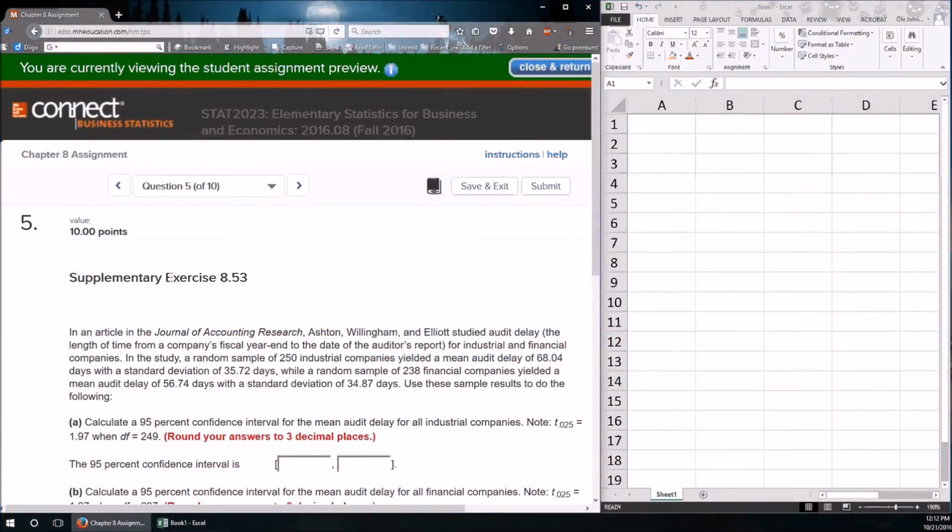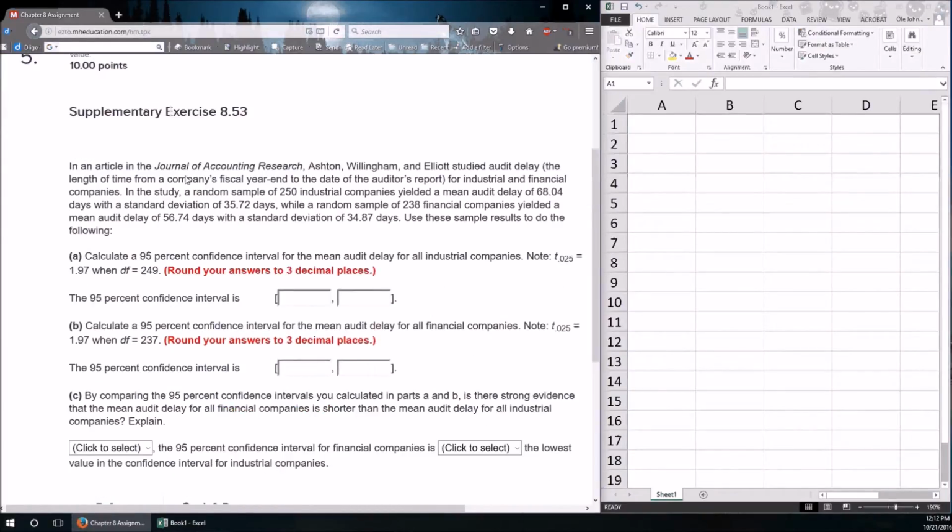Here's the video for my problem number 5. It corresponds to exercise 8.53 in the textbook. This is the Journal of Accounting Research problem, and it basically goes down to calculating two confidence intervals. The first confidence interval is going to be a 95% confidence interval. That is, the confidence level is 95%.